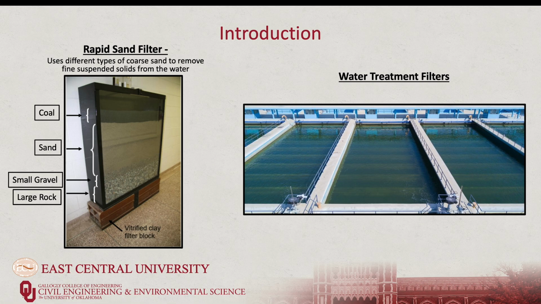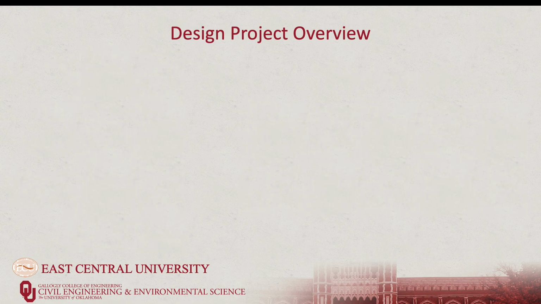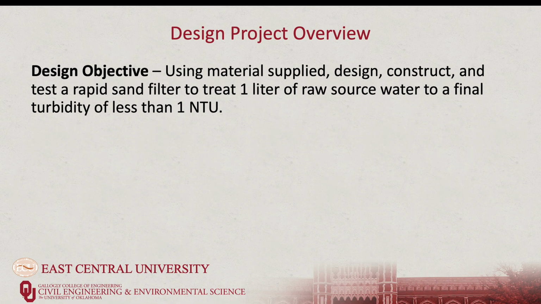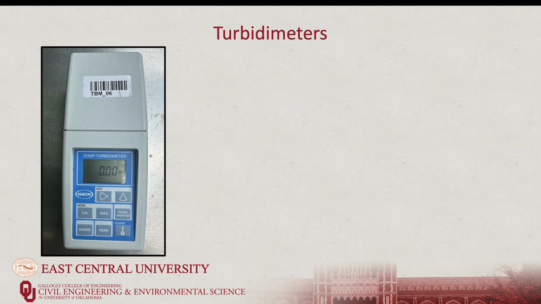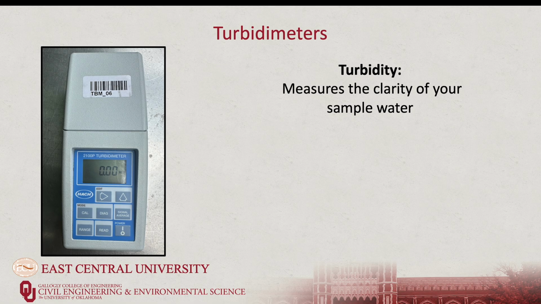And so for your design project overview, your design objective will be using the material supplied, design, construct, and test a rapid sand filter to treat 1 liter of raw source water to a final turbidity of less than 1 NTU. An NTU is the unit of measurement for turbidity, and turbidity measures the clarity of water. You all will be using an instrument called a turbidimeter that looks just like this. Here is the power button, and here is your read button. When you place your sample inside the turbidimeter and press read, it will give you the turbidity, which is the clarity of your sample of water.